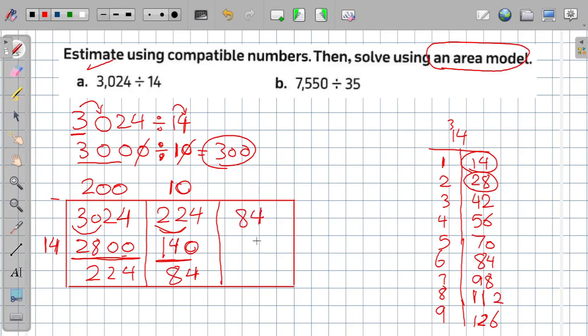So I will repeat the operation again, and I have here 84 because 6 times 14 is 84. So I will take 84. Okay, 84 divided by 14 is 6, so the remainder will be 0. 84 minus 84 equals 0, and the remainder is 0, so the result will be 200 plus 10 plus 6 equals 216. So I can say it's 216, remainder 0.